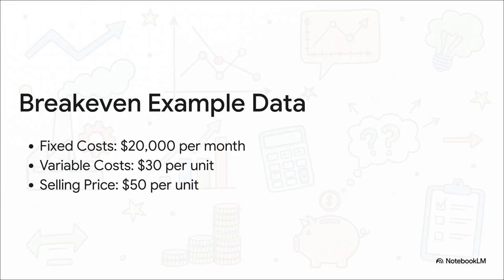Okay, let's make this real. Imagine a company. Their fixed costs are $20,000 a month. You know, rent, salaries, the usual stuff. Each unit they make costs them $30 in materials, and they sell it for $50. Now, let's figure out their break-even point.